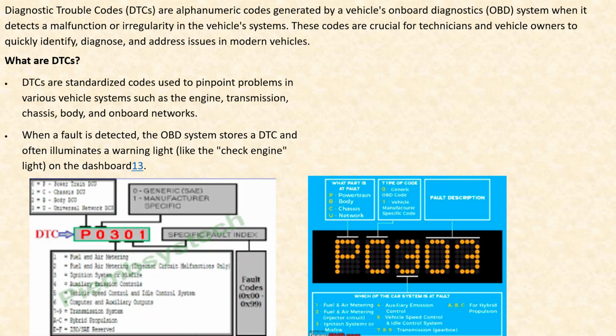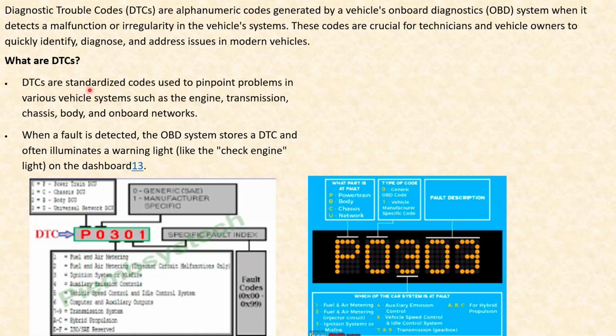Diagnostic trouble codes are alphanumerical codes generated by the vehicle's onboard diagnostic system when it detects a malfunction or irregularity in the vehicle system. These codes are crucial for technicians and vehicle owners to quickly identify, diagnose, and address issues in modern vehicles. I hope by now all of you understood the importance of these codes. What exactly this code is, is nothing but how you name a diagnostic trouble code.